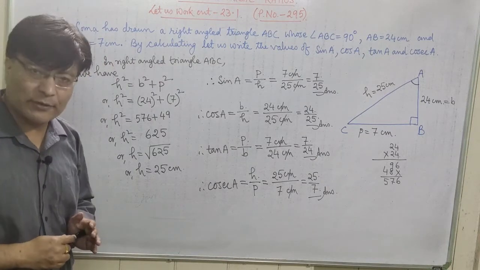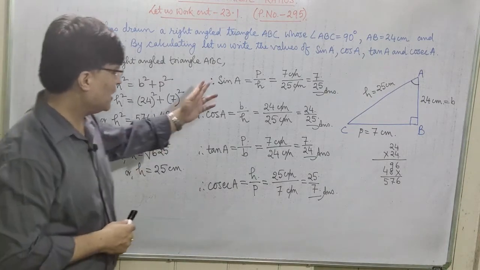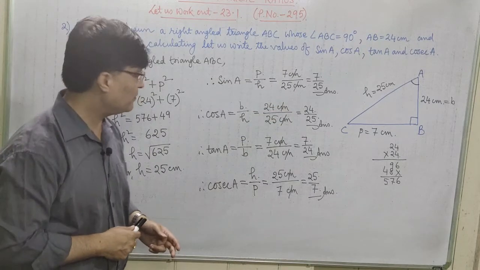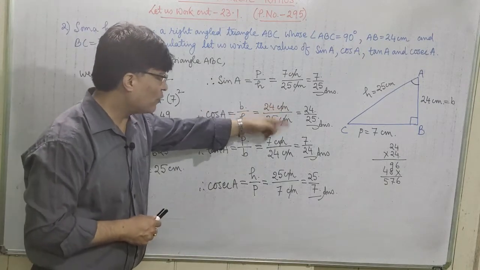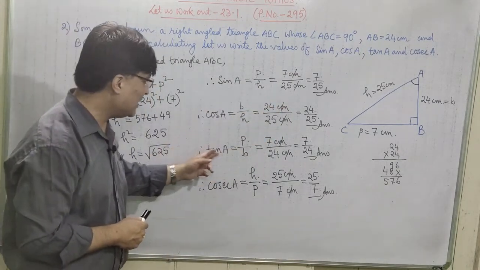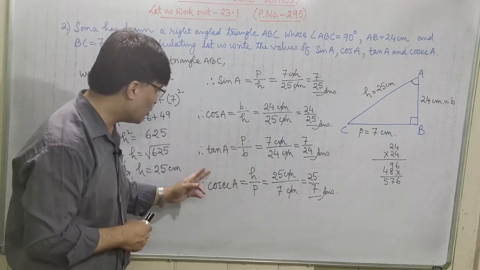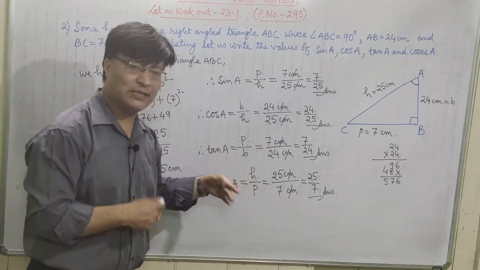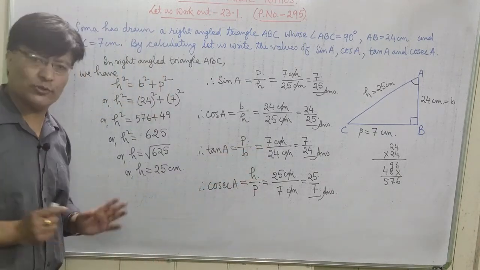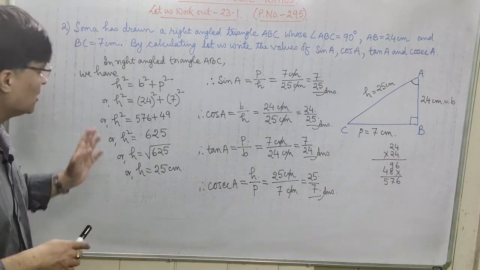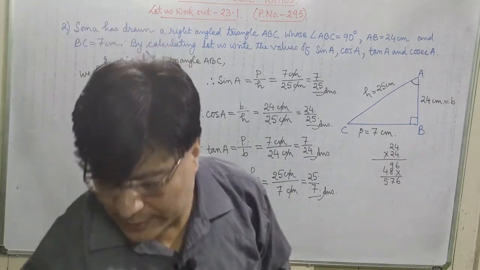So I think you have understood it. So sine A is equal to 7 by 25. Cos A is equal to 24 by 25. Tan A is 7 by 24. And cosec A is equal to 25 by 7. So these are the answers. I hope you have understood it. So you can copy it. Now we'll do the next question.